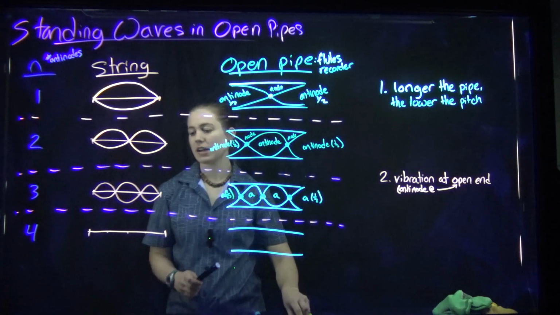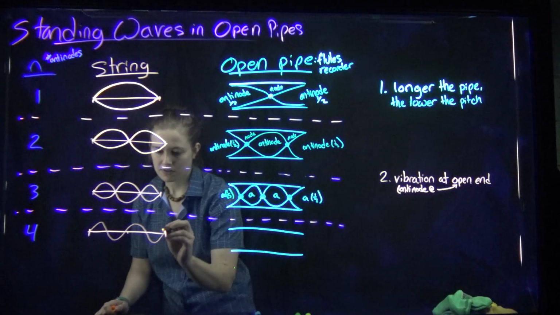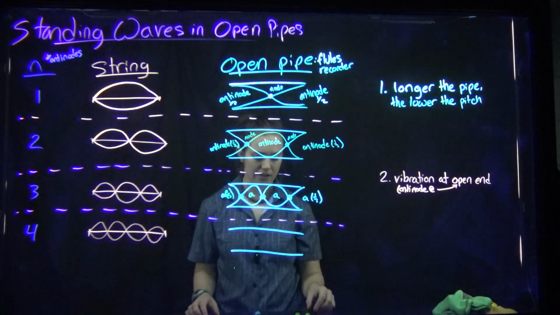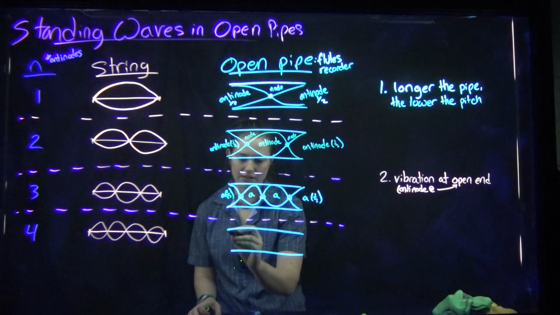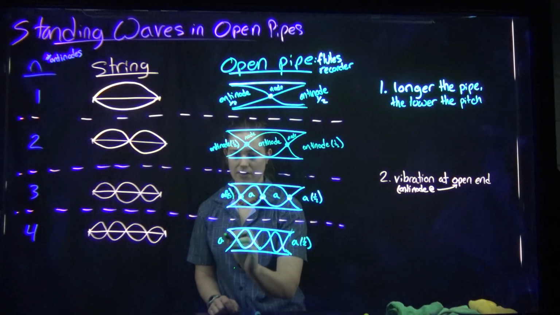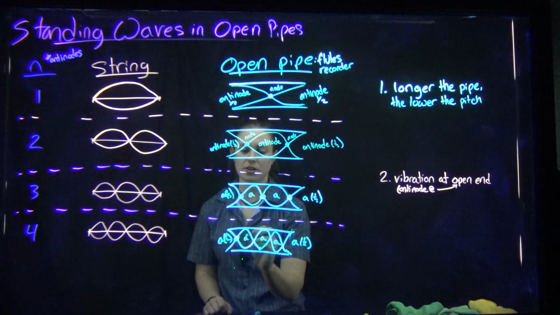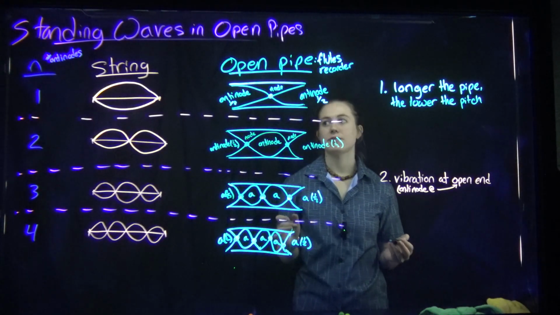Our fourth harmonic, 4 antinodes, and then again 4 antinodes here. Now we're going to need 3 in the center, so we've got an antinode, another antinode, then an antinode. There, those all add up to 4. Our nodes are here.